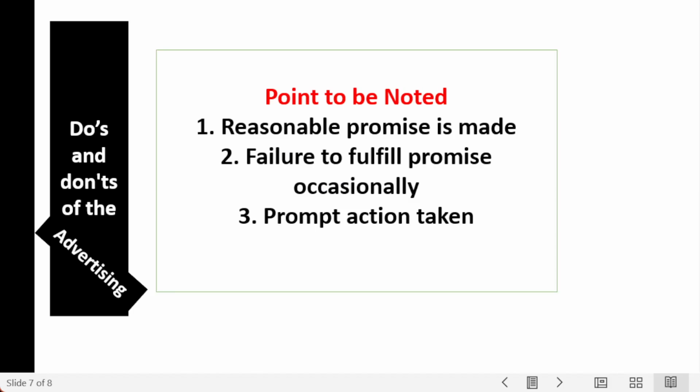The point to be taken into consideration is when any industry or producer makes a reasonable promise but fails to fulfill it, but that too occasionally. See, mistakes do happen, failures do happen, but as long as the promise is reasonable, failure is occasional and followed by a prompt action, then it cannot be treated as misleading advertisement and action cannot be taken against that person.